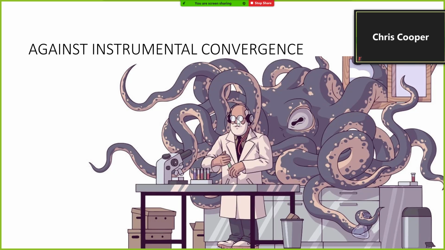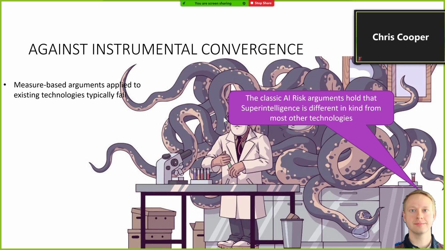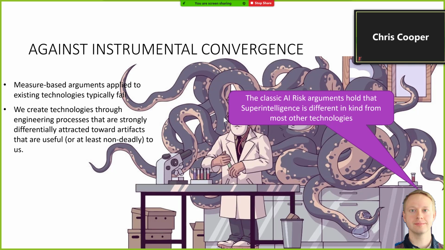So what are the arguments against instrumental convergence? By the way, I love this picture. I think it's really neat. Well, these kind of measure-based arguments, if you try to apply them to existing technologies, then they fail. And this is something that people who argue for AI risk would readily admit, that the risks from superintelligence are qualitatively different from the risks from most other technologies like self-driving cars.